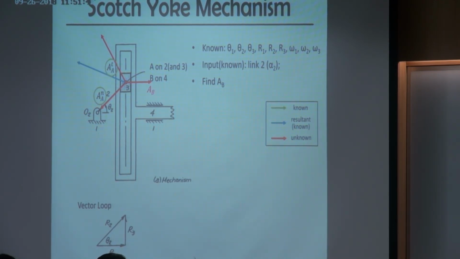So here is a different mechanism. This one is called Scotch yoke mechanism. It's working a bit like a crank slider. We use link 2 as the input, and link 4 is the output. Link 4 is a slider, and link 3 is also a slider. Once you rotate the input, link 4 is going to move to the right or to the left, horizontally, back and forth. So it's very similar to a crank slider.